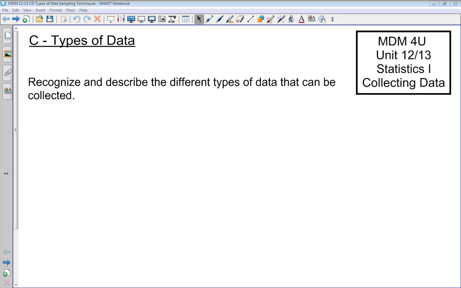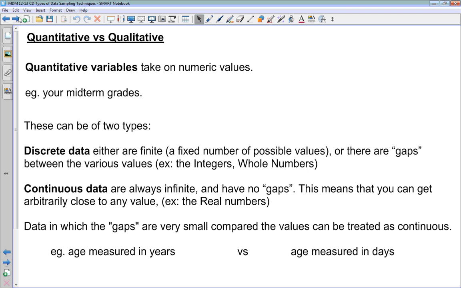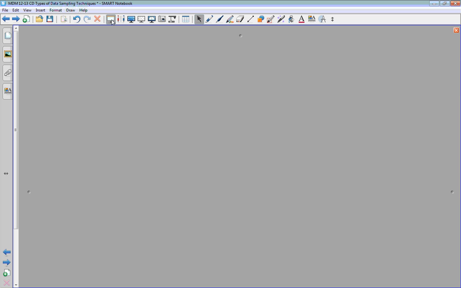So continuing on in our unit on collecting data, we're going to look at types of data today. And what we want to be able to do by the end of this lesson is to recognize and describe the different types of data, the different classes of data that you can collect. So the first thing to divide these into is probably qualitative and quantitative data.